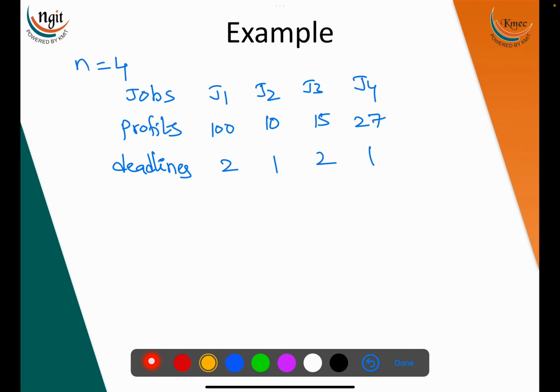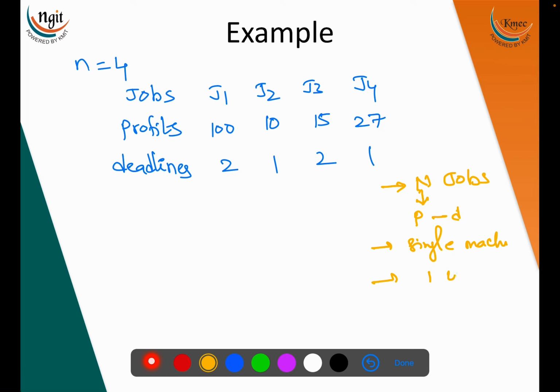Now we will see an example to understand it better. In the previous slides, we understood a total of 5 points: we will be given n jobs, each job is associated with a profit and a deadline, and we will use a single machine. Each job will get completed in 1 unit of time. The machine will take 1 unit of time to complete each job.